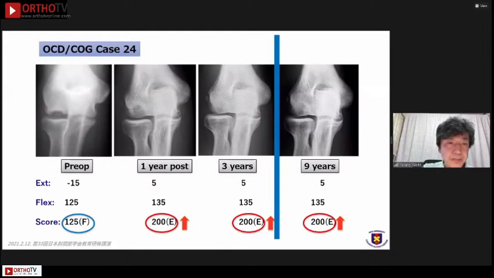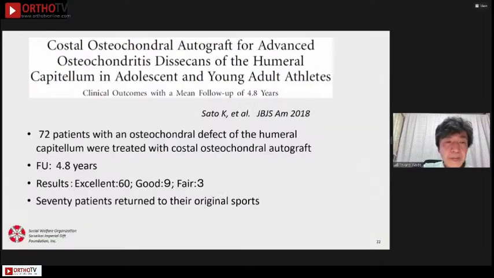The case presentation: pre-op radiograph, 1 year post-op, 3 years, and even at 8 years, remodeling occurs, and he reported a very excellent functional score. The operative result: 72 patients were included, and the average follow-up period was 4.8 years. Over 90% of patients reported excellent results, and almost all patients returned to their original sport.